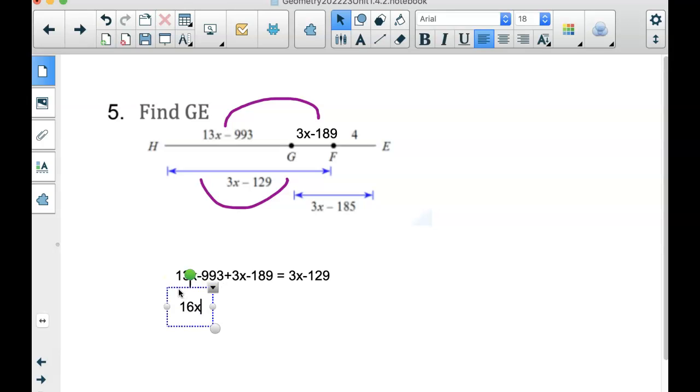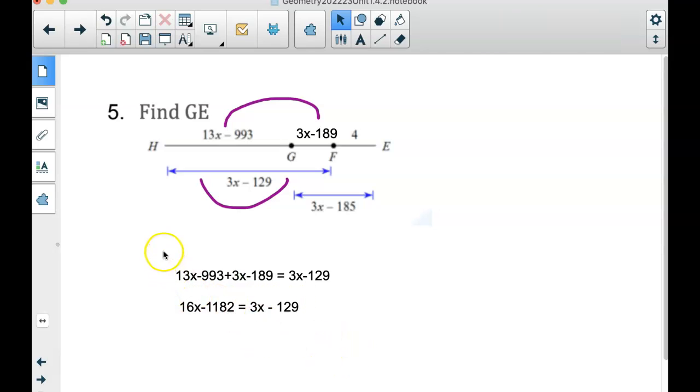Okay, and on your calculators, I want you to pause for a second. On your calculators, I want you to add a negative 993 plus a negative 189. Okay, and I'm hoping you get 1182. So 16x minus 1182 is going to equal 3x minus 129. And I know that still looks crazy, but trust me, it's going to work out just fine.